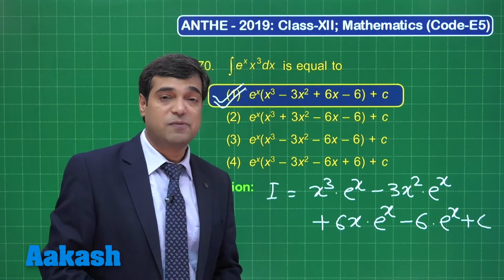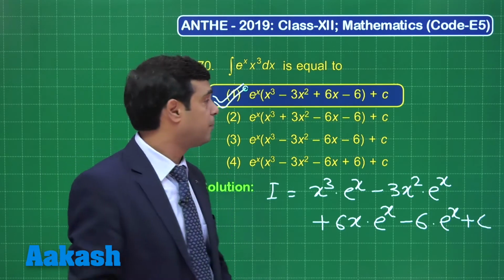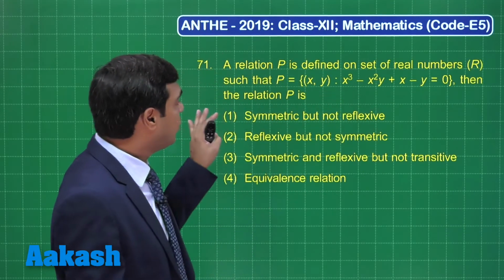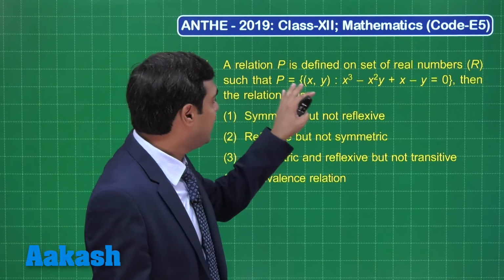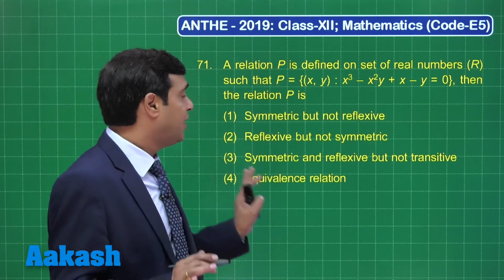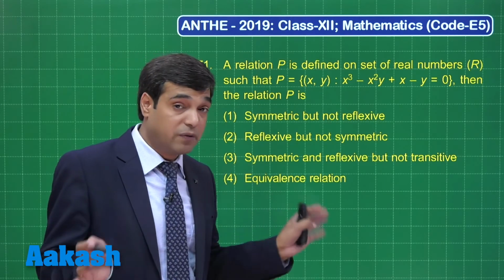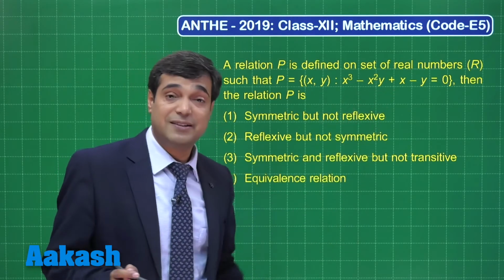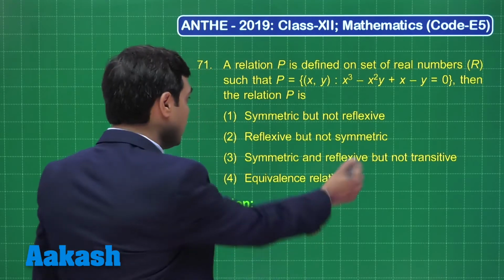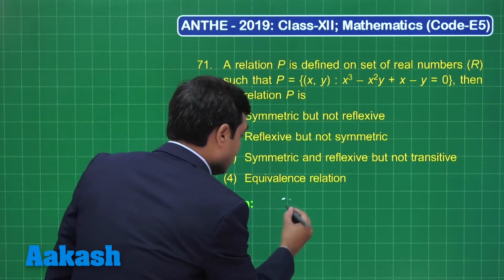Let's move on to the next one, that is question number 71. A relation P is defined on set of real numbers such that P is equal to (x, y) satisfying this equation. Then the relation P is, what we need to do? We need to simplify this equation. We need to see what is the actual relation between x and y. So let's try this one.